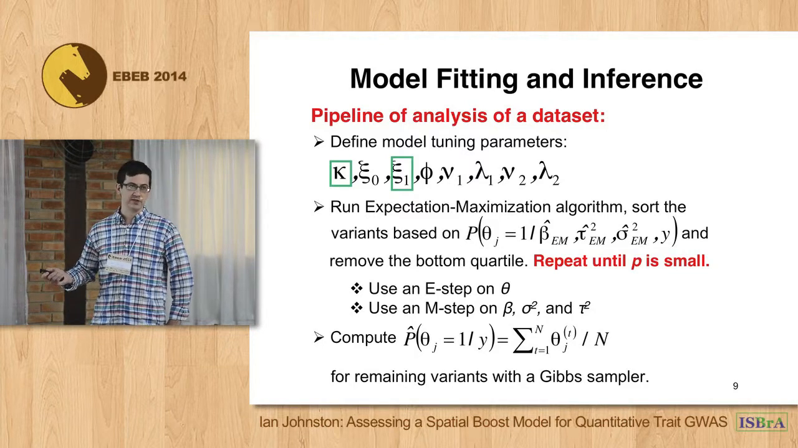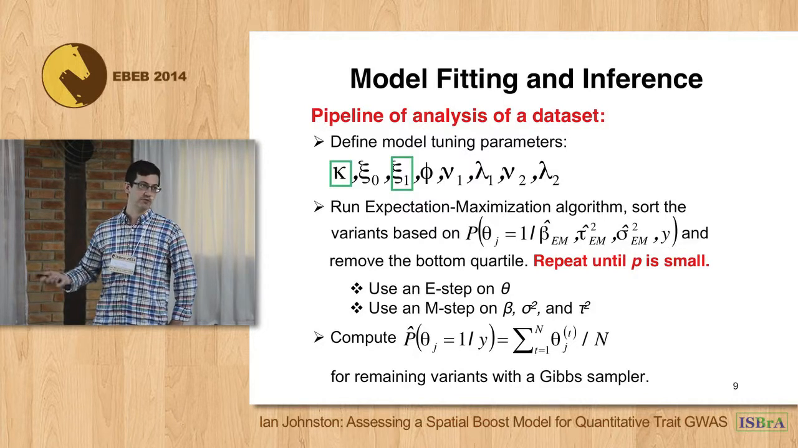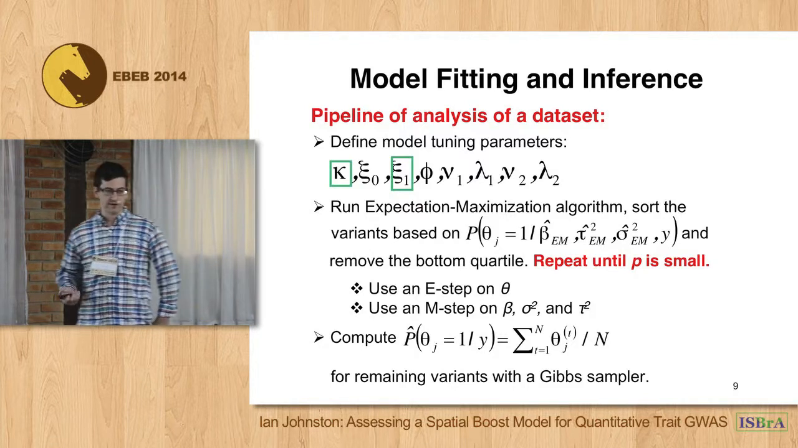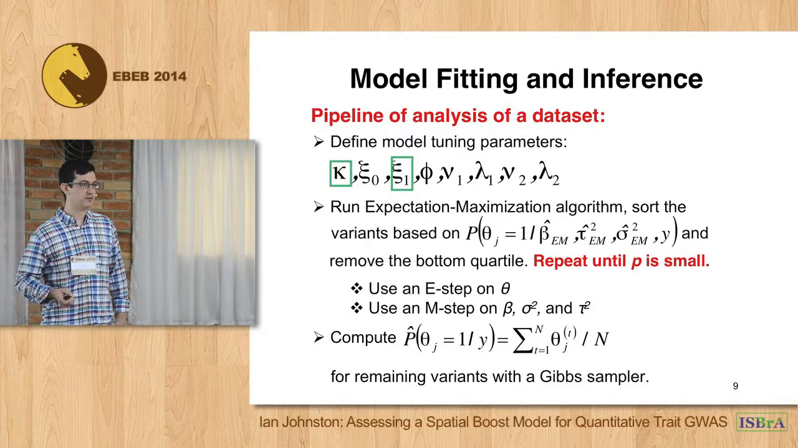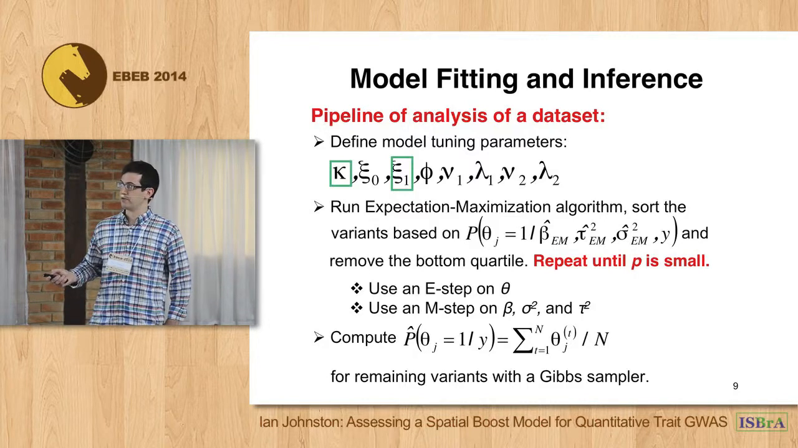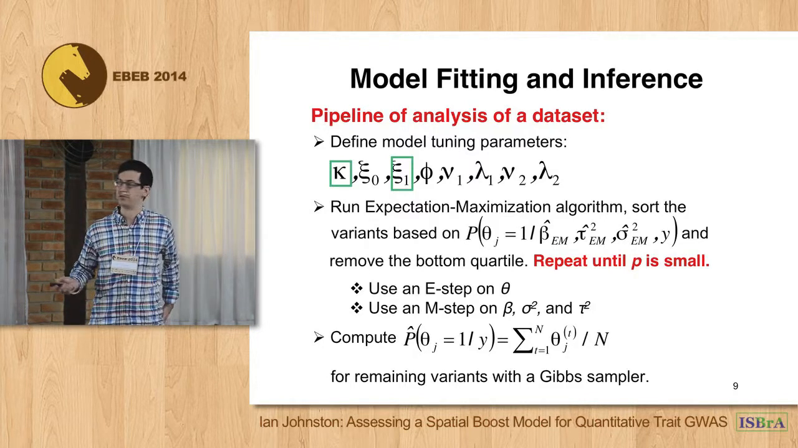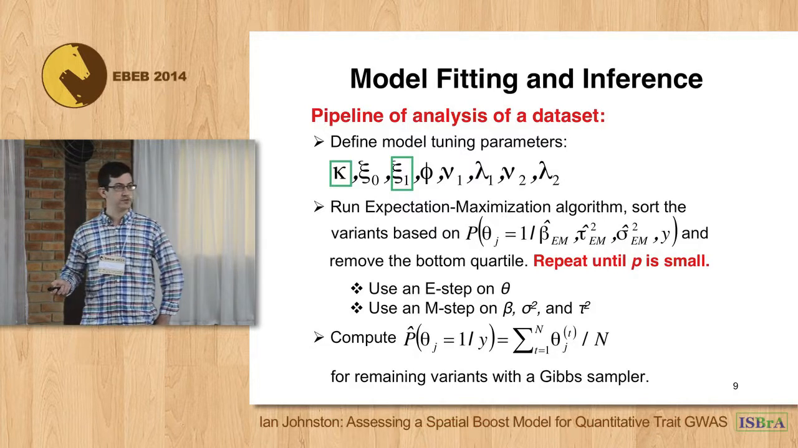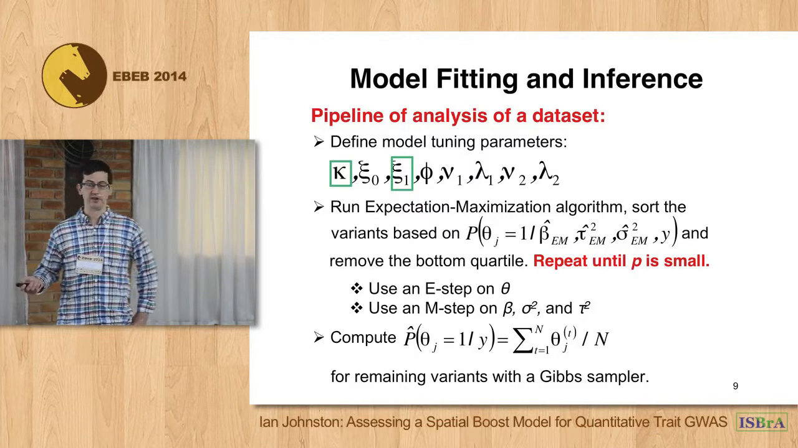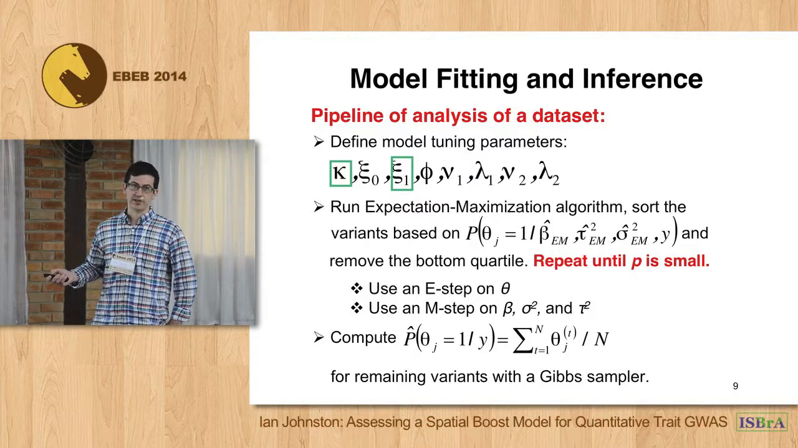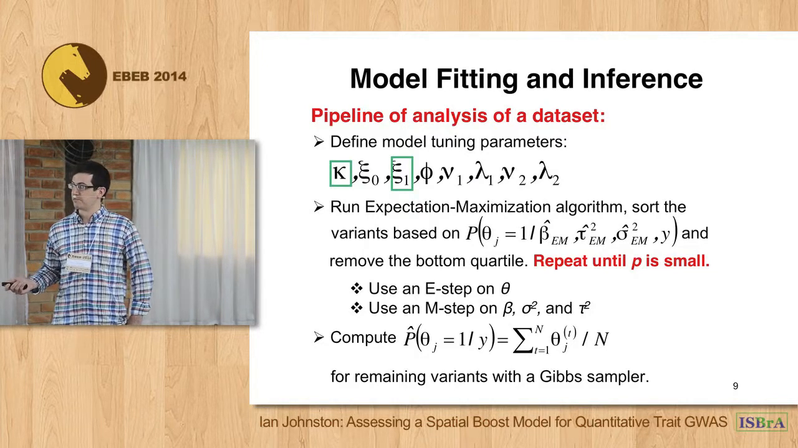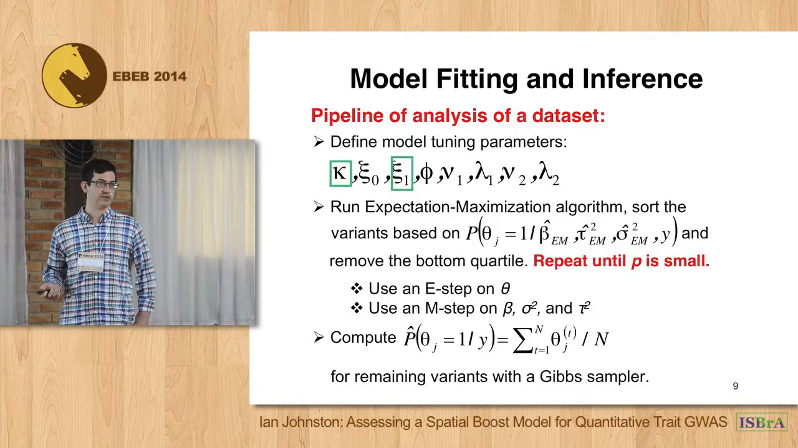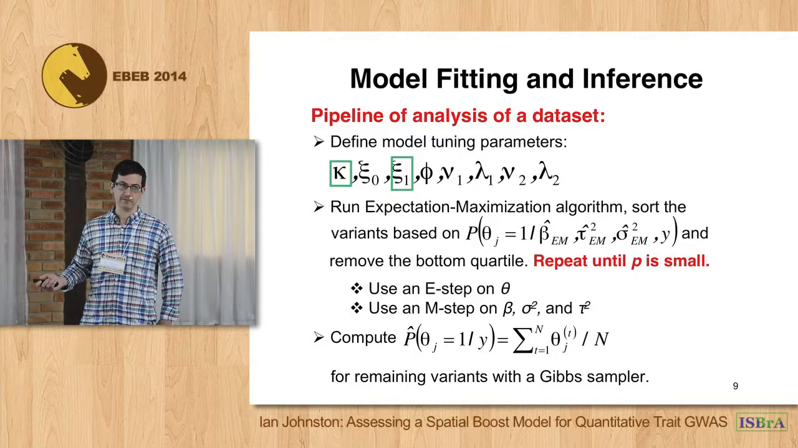So we continue doing this step. We fit the EM algorithm, we sort the variants based on this quantity, and we remove the bottom quartile until either the number of markers or variants is small enough to handle feasibly with a Gibbs sampler, or until the predictive accuracy of our model deteriorates beyond a certain point. I won't go into all the details for the EM algorithm, there's not much time, but I can just tell you we use an E step on theta, we treat theta as a latent variable, and then we use an M step on beta, sigma squared, and tau squared. Once we have our reduced set of variants, we can then run our Gibbs sampler and compute our final estimates of the posterior probabilities of association with our centroid estimator here.